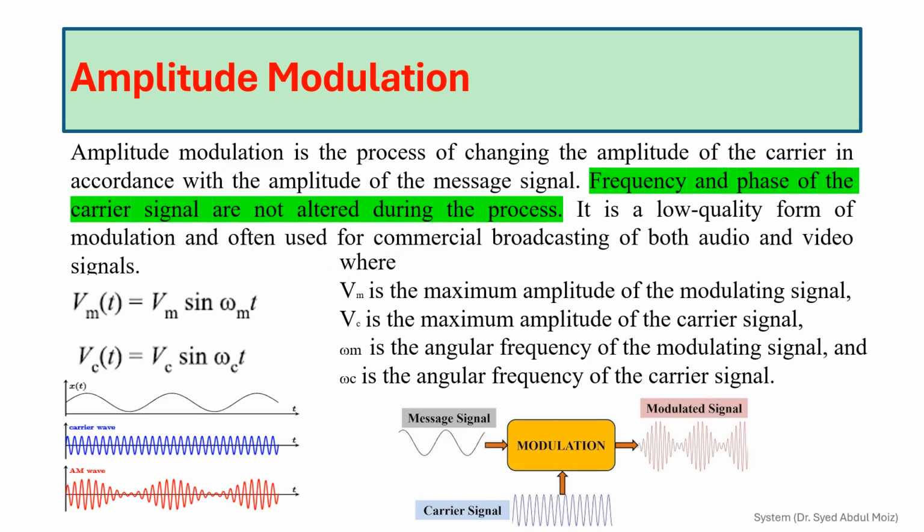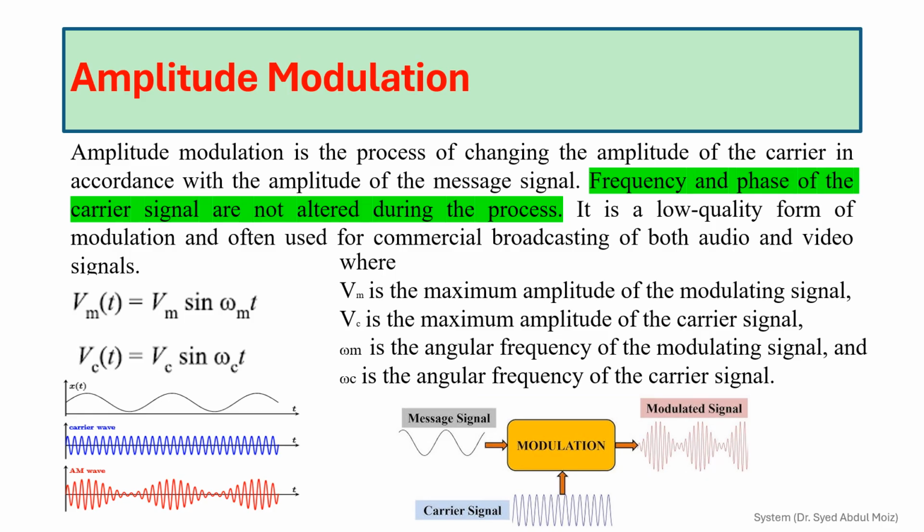Amplitude modulation is a simple but very powerful concept in communication systems. Amplitude modulation, or AM, is the technique used to transmit information like sound or data over long distances. It works by taking a high frequency carrier wave, as shown in the figure, and varying its amplitude in proportion to the message or modulating signal.